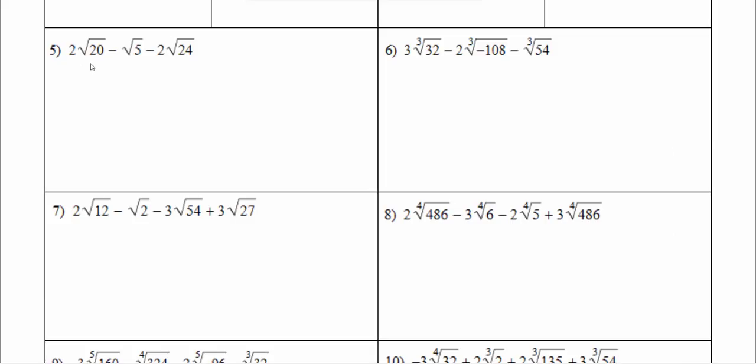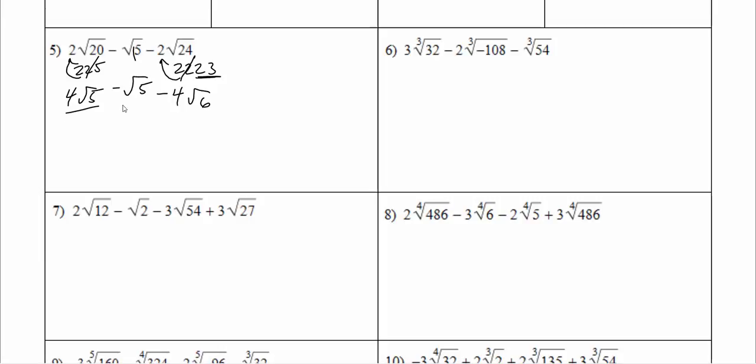So number 5 here, remember 20, we've got to break it down. This is 2, 2, and 5, so the 2 pops, the other one gets crossed, so that's 4 root 5. Minus root 5, can't do anything with that one. And then this 24 is 2, 2, 2, and 3. So a 2 pops, a 2 gets crossed off, and then this stays inside. So that's minus a 4 root 6.